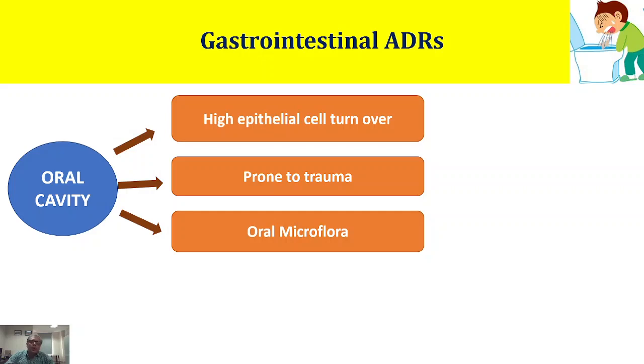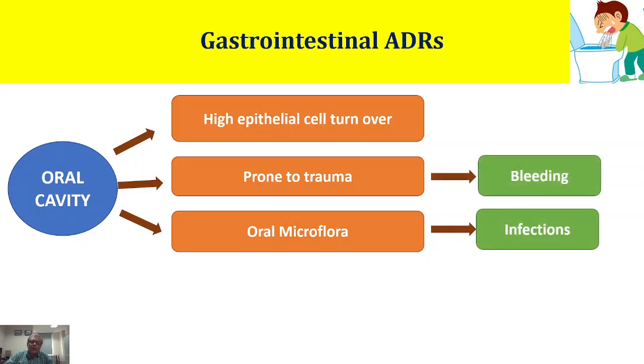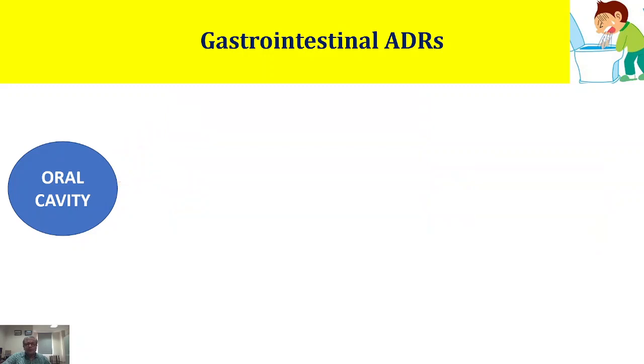Okay. So because of the high epithelial cell turnover, the chances of damage due to anti-cancer agents will be there. Because of the proneness to trauma, there are increased chances of bleeding. And because of the very significant source of oral microflora, along with a decreased immune system, there are increased chances of infections.